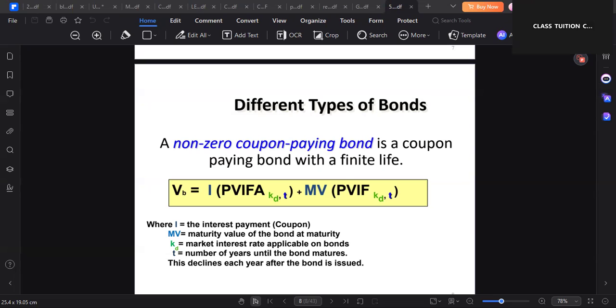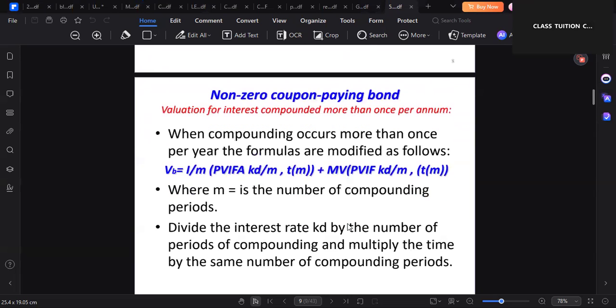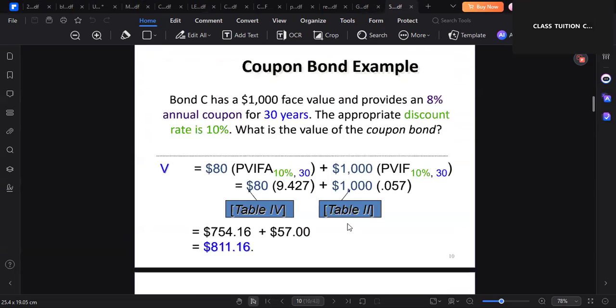So we'll look at an example here where we're given our bond, the value is 1,000. It provides an 8% coupon interest for 30 years, and the discount rate is what? 10%.